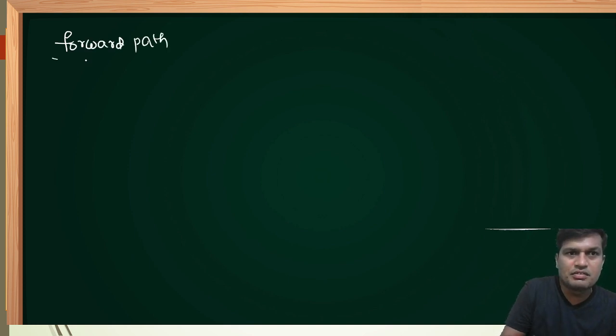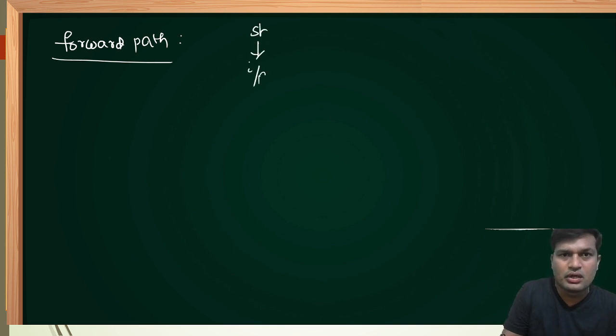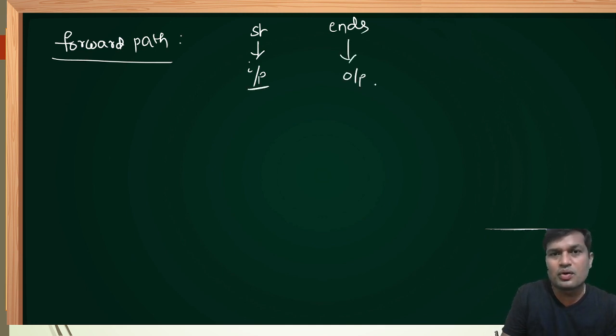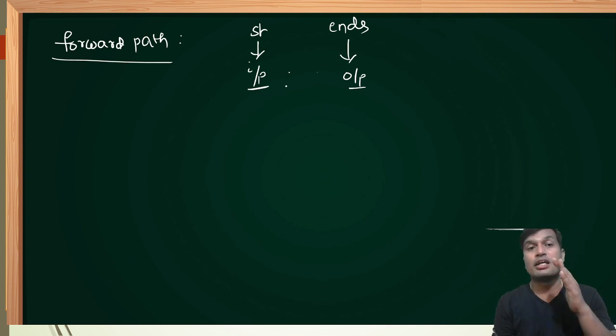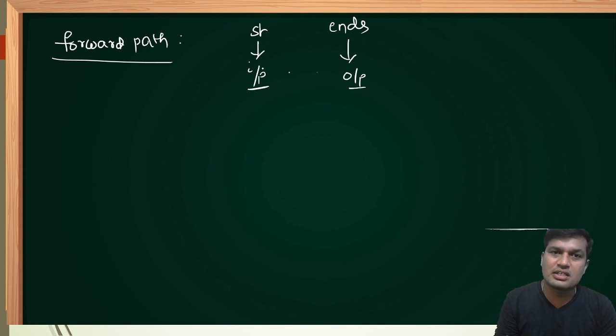A forward path is a path which starts at the input node and ends at the output node. In between, whatever internal nodes are present, those nodes are not repeated more than once. Then only can we say it is a forward path. A path which starts at the input node, ends at the output node, along which no node is repeated more than once, is called a forward path.